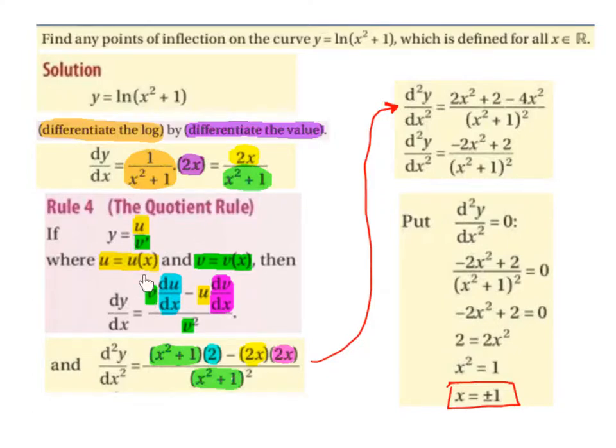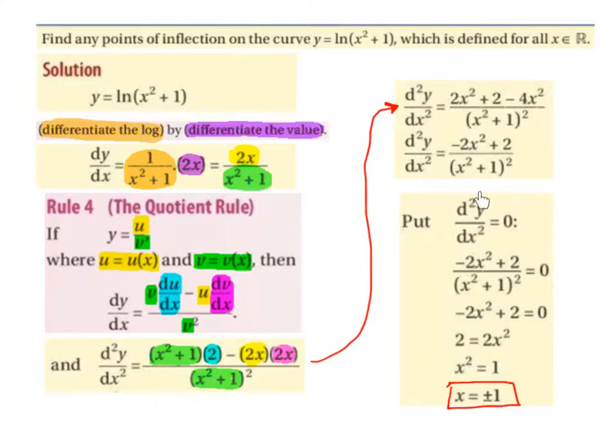So our formula is v du/dx minus u dv/dx all over v squared. So d squared y/dx squared is going to be x squared plus 1 multiplied by 2, which is the derivative of u, minus 2x multiplied by 2x, which is the derivative of v. And that's all over x squared plus 1 squared. So next we multiply out our brackets. So d squared y/dx squared equals 2x squared plus 2 minus 4x squared, and that's all over x squared plus 1 squared. And then simplifying, we get minus 2x squared plus 2 all over x squared plus 1 squared.